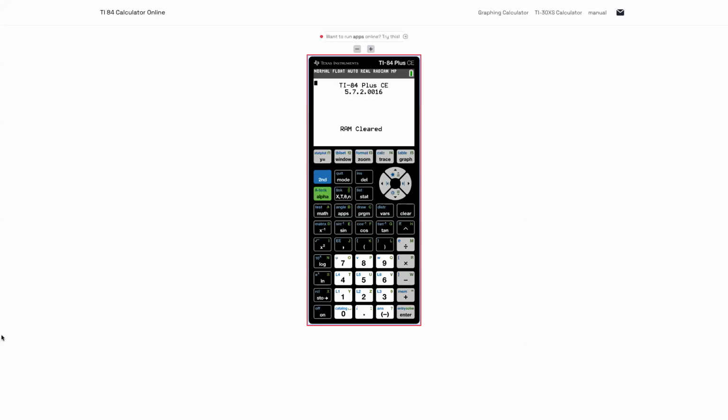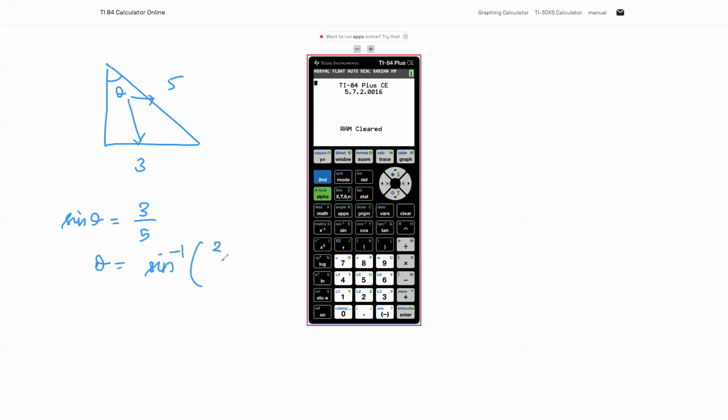What did we say? This was theta, this was 3, this was 5. So we connected opposite by hypotenuse by sine theta. So theta will be equal to sine inverse of 3 by 5. Another way of writing it is arc sine of 3 by 5. Both are fine. Whoever uses whatever, you can go with that. Now, how to do that? Sine and cos are directly given here. You can directly type it in.